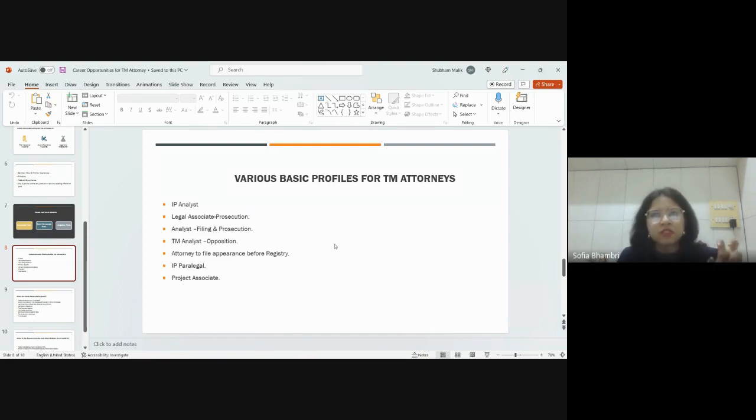All these terms are very niche terms. They are jargons. If you are interested, we can talk about them in later sessions. But right now we are talking about career opportunities. Then there is a profile called analyst, filing and prosecution. So it is a mix of both, right? You being a TM attorney must know how to file an application, and also how to prosecute the application on behalf of your client or company.